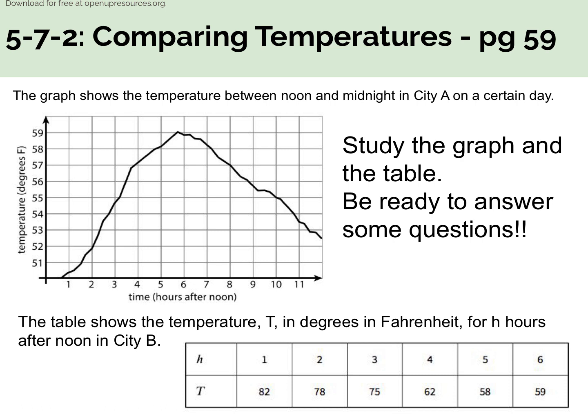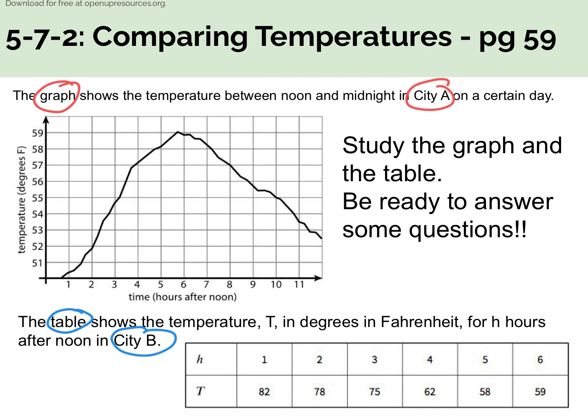All right, let's go ahead and look at this graph. Let's read it first. The graph shows the temperature between noon and midnight in city A on a certain day. So the graph is city A. Okay, so I'm going to underline that. Then let's read the rest of it. The table shows the temperature T in degrees Fahrenheit for hours after noon. That is city B. So the table is city B. So we have 2 different cities, 2 different ways of showing that, and then we're going to be looking at those.